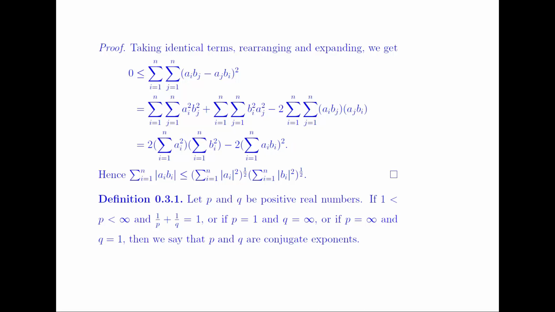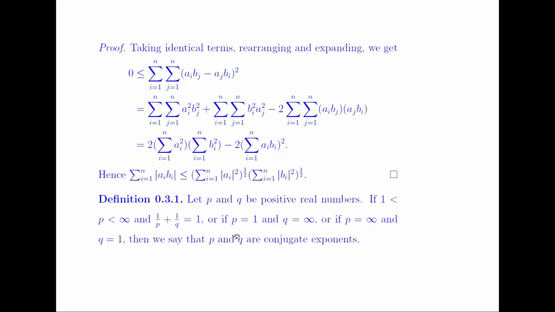And hence we find here that 0 is less than or equal to this part. So we move this to this side, and we get 2 times this part is less than or equal to 2 times this part. So 2 will be cancelled, and taking the square root on both sides, we get the summation of the modulus of a_i b_i is less than or equal to the summation of a_i square power 1 by 2 into the summation of b_i square power 1 by 2.